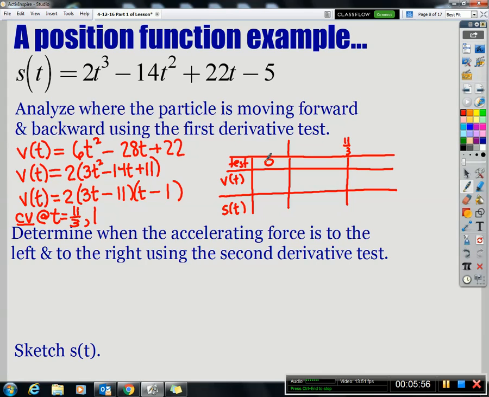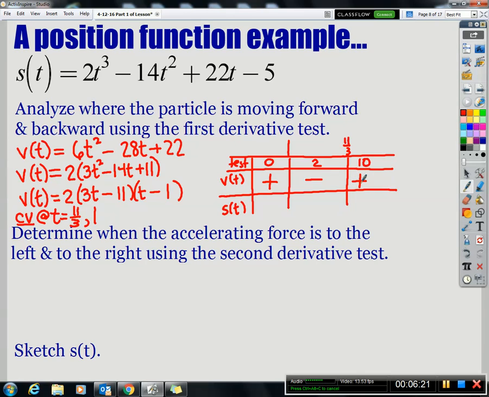So let's see. 11/3 is the same thing as what, 3 2/3? So I'll just pick 2 here and 10 here. I'm going to plug into the velocity. When I plug in 0, I'm going to get negative negative, which is positive. When I plug in 2, I'm going to get negative positive, which is negative. And when I plug in 10, I'm going to get positive positive, which is positive.